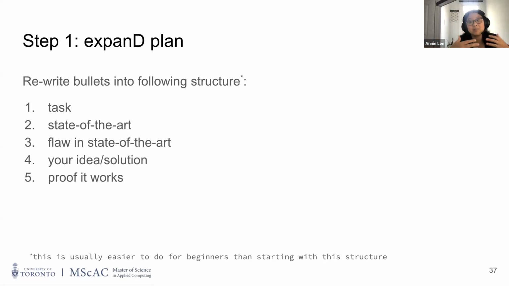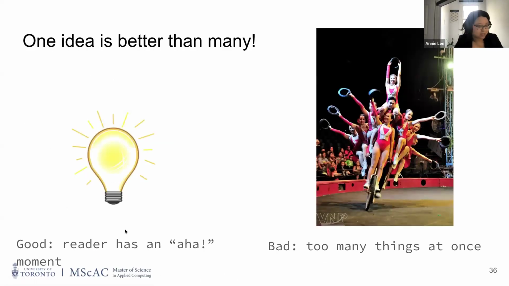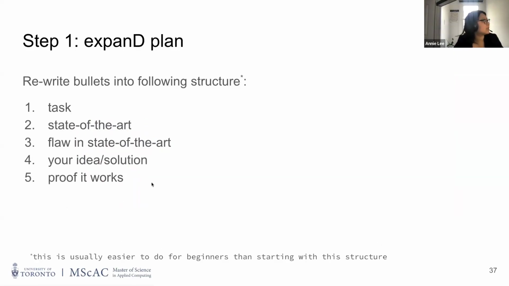And then 5 is prove that it works. So 5 is all your experiments, right? All the baselines. Different people have different ways of proving it works. And this is the way I read papers as well. I skim for the task. What's the state of the art? How do they solve it? What is their solution? And then prove that it works. And that's usually how I review papers now. I sort of look at that. So yeah, this is usually easier for beginners to start with the structure.